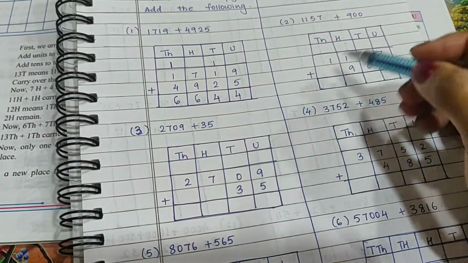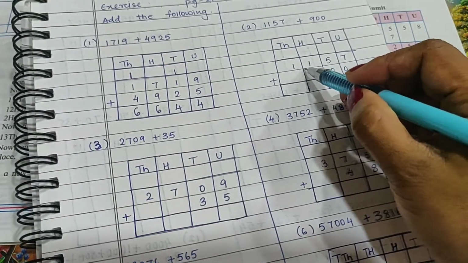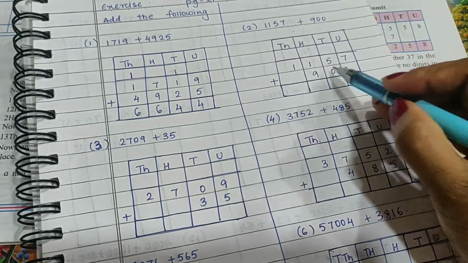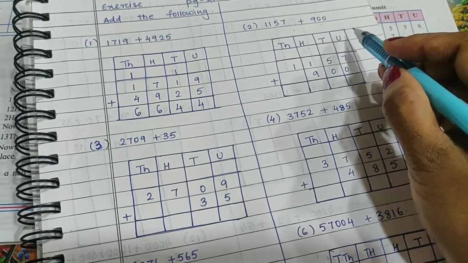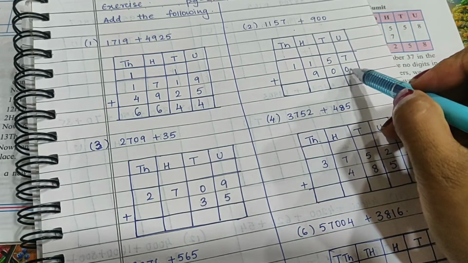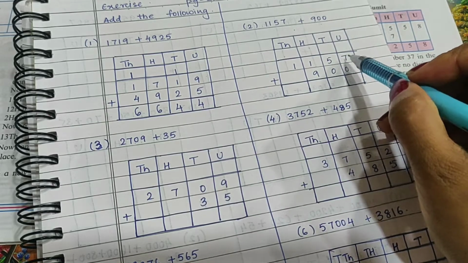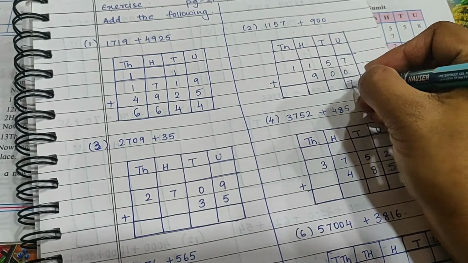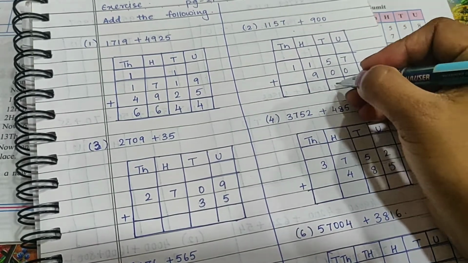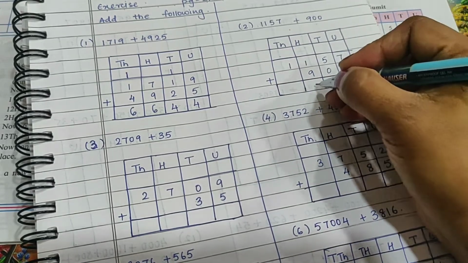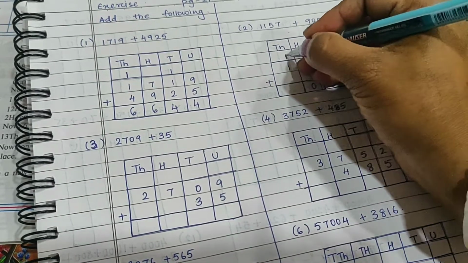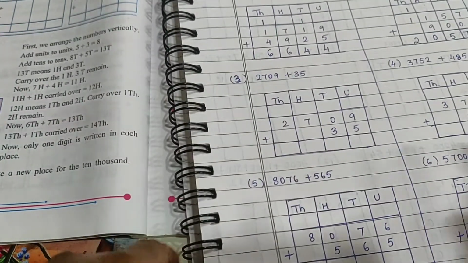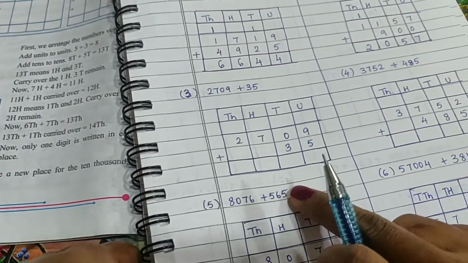we have another sum. See, the first number is 1157 and the second number is just 900. So I have started from units place. So see how I have arranged. Okay, 0 plus 7 is 7, 5 plus 0 is 5, 1 plus 9 is 10, 1 plus 1 is 2. Okay children. Similarly, third sum.